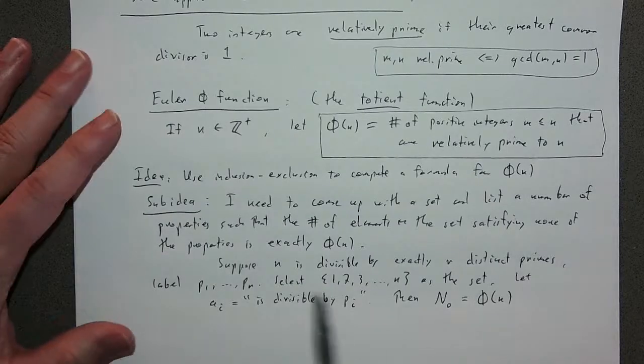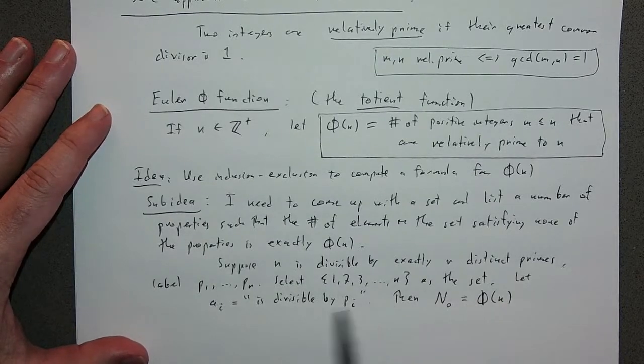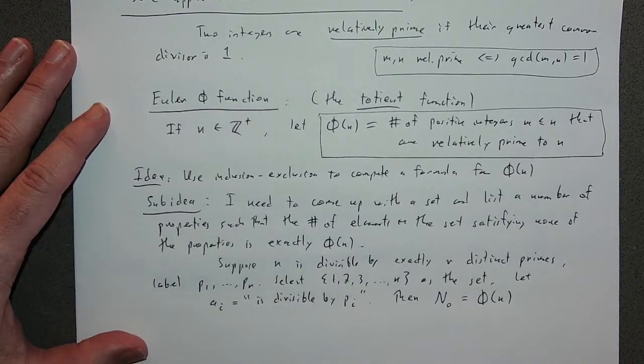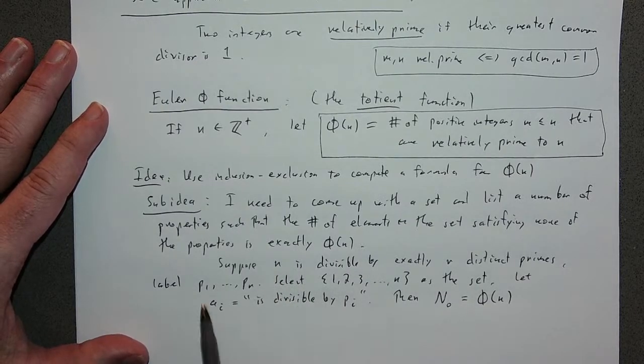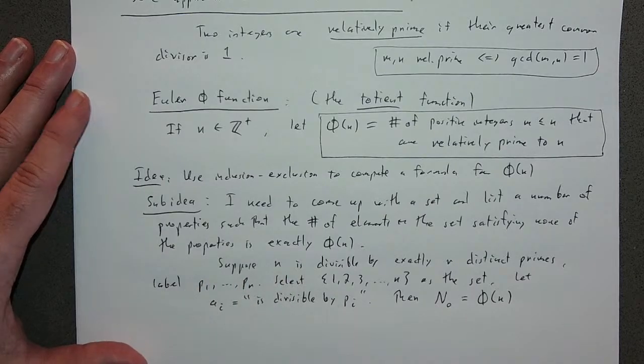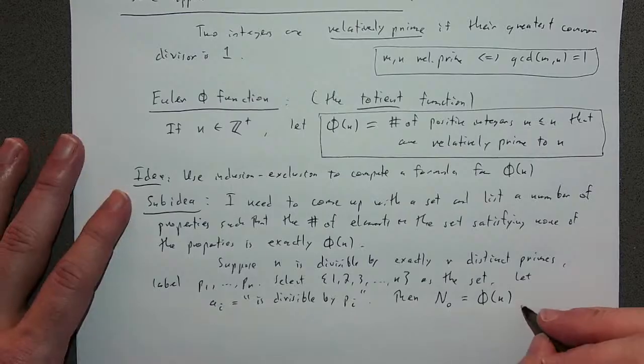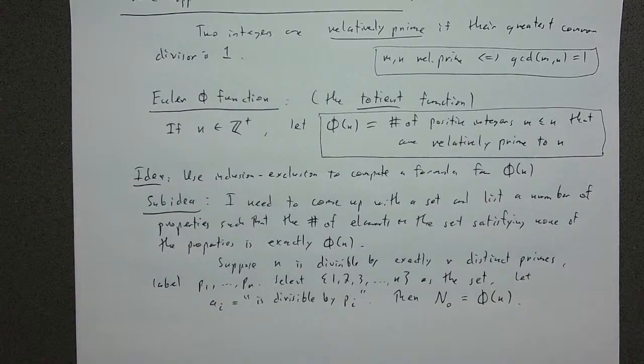So the only way such a number is relatively prime is if it's not divisible by any of these p sub i's, because being divisible by a single one means it has a common factor greater than 1 with n, so it wouldn't be relatively prime to it. So then exactly the things that are not divisible by any of these primes that divide n, that is exactly the numbers relatively prime to n. Okay? So again, if you need to pause and replay that explanation, go for it. But this is what's being enumerated here.